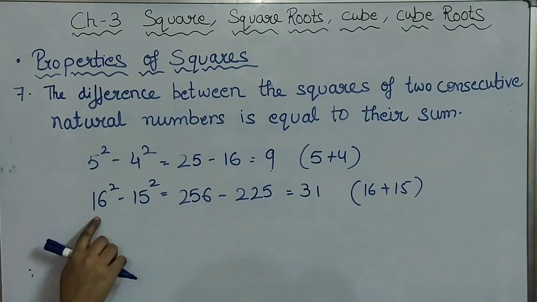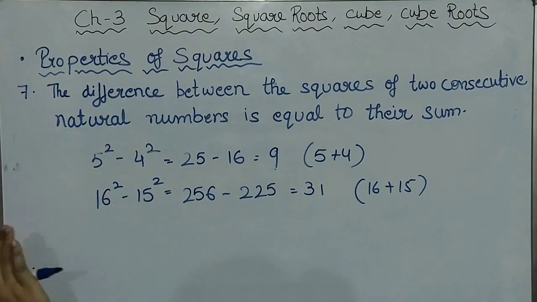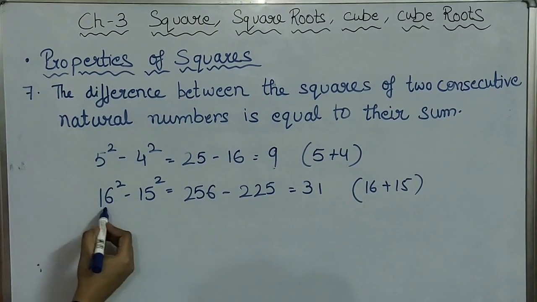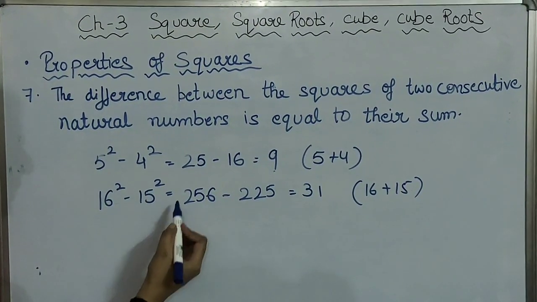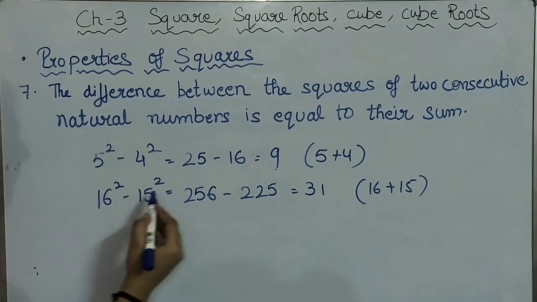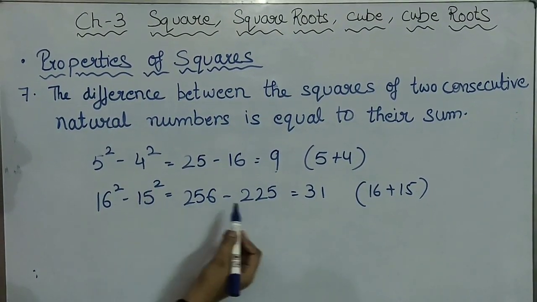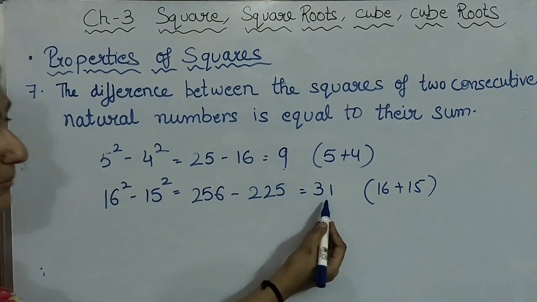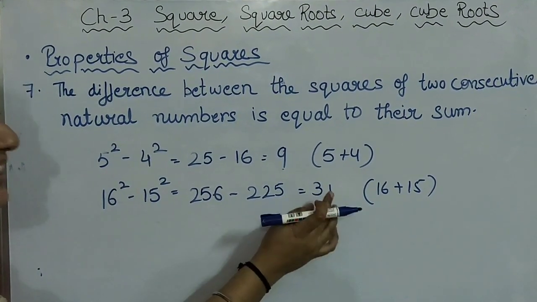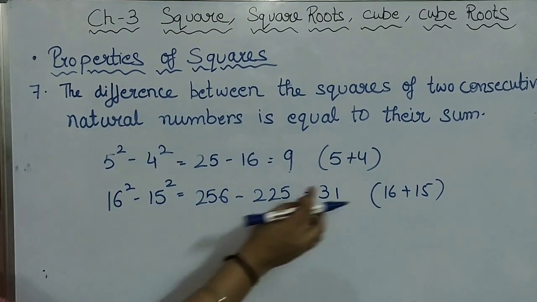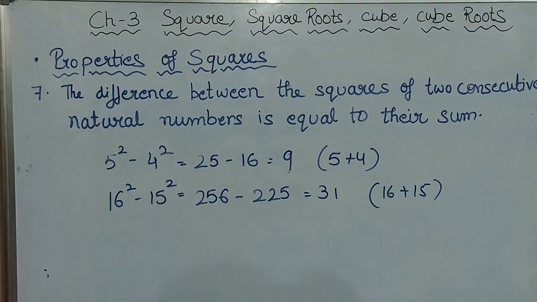We'll take another example. 15 and 16 are consecutive numbers. So we will find the difference of their squares, 16 square minus 15 square. 16 square is 256, that is 16 into 16, minus 15 square, that is 225. When we find the difference, that becomes 31, and that is also the sum of those consecutive numbers. That means 16 plus 15 is 31.